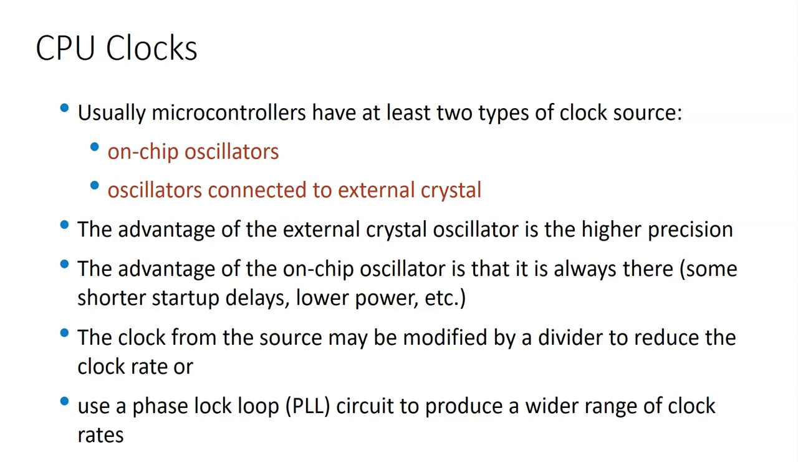On the chip, microcontrollers typically also have flexibility in how these clock sources are connected to internal clock signals, to different pieces of logic within the chip, including the processor and other peripherals, as well as the ability to modify that signal. They usually include a divider circuit which can alter that clock frequency. And they may also use something called a PLL, or phase lock loop, to produce an even wider range of clock rates.